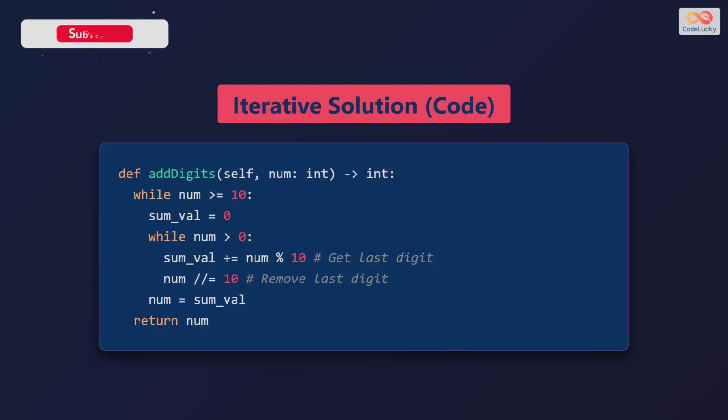Here is the code implementation for the simulation approach. We have an outer loop that checks if the number has more than one digit. The inner loop extracts each digit using the modulo operator and adds it to the sum. Then, we update the number and repeat.